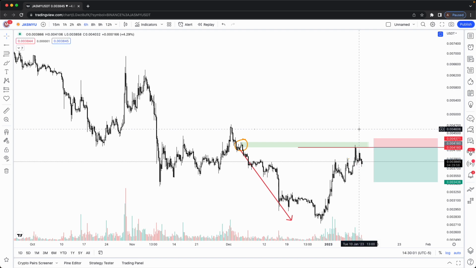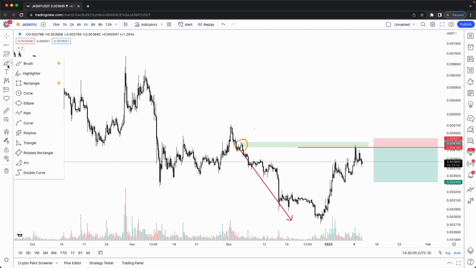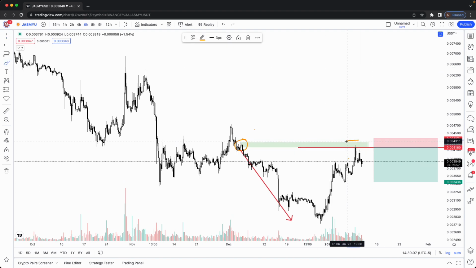So that's the concept of order blocks, because we know that there are sell orders placed in this position, so there is a high probability that the price will go into the order block and it will get rejected and it will come back down, right?